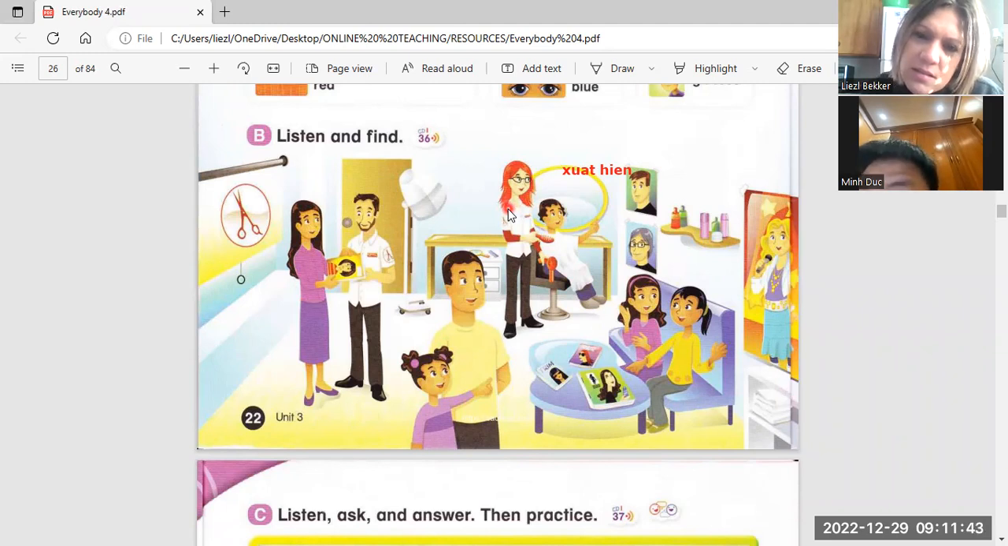Tell me about this girl. She has short red hair. No, not short. It's either long or shoulder length. Shoulder length. She has shoulder length hair and glasses.